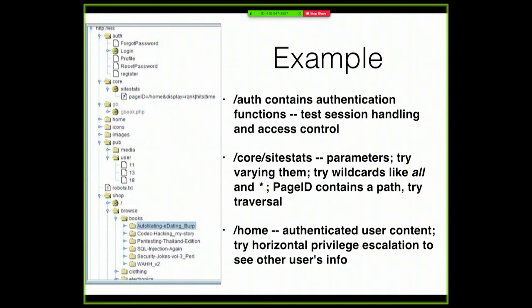So auth contains the authentication functions like forgot password and profile and reset password. So this is where you look to see if they handle all that correctly. Here's core site stats. This is some kind of log or usage parameters, so you might find good things in there. Page ID is a path, /home, so you might be able to point it to other things and see things you're not supposed to see, like configuration files.